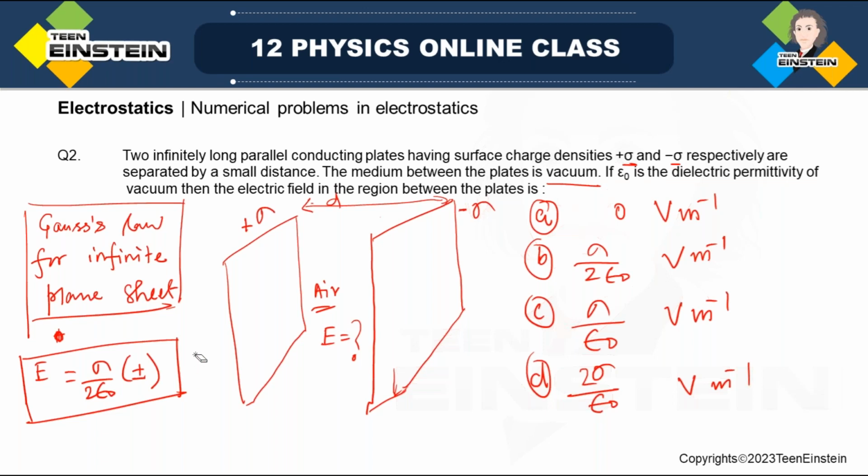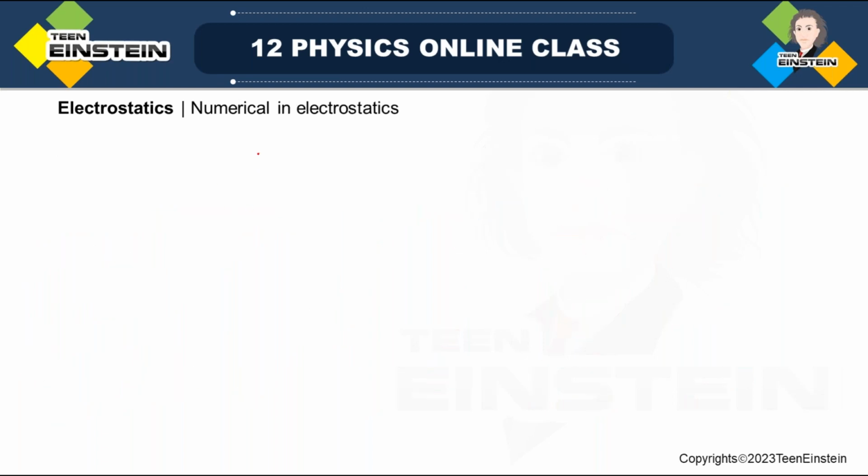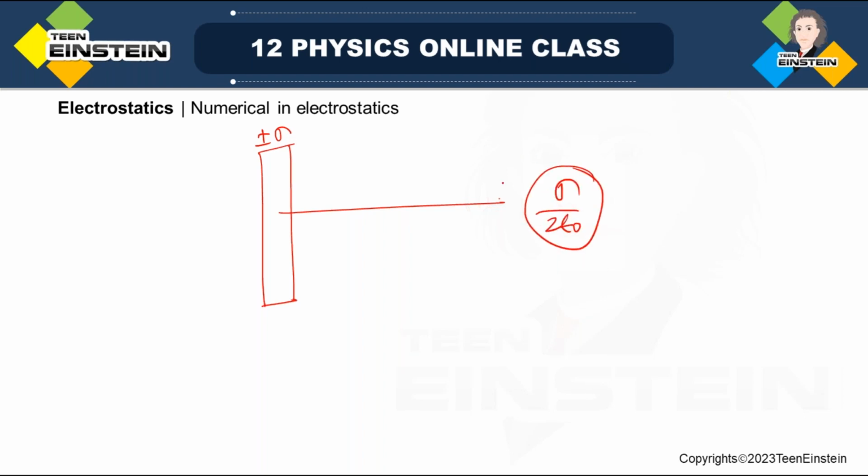One more point I would like to tell you. Let me take an infinite plane sheet, this one, plus or minus, whatever it is. At any distance, the electric field will be just sigma by 2 epsilon 0. It is not going to die out. Even in this direction, at this point, the electric field strength will be sigma by 2 epsilon 0. At this point also, it will be sigma by 2 epsilon 0. It doesn't have any distance variation from the plate.